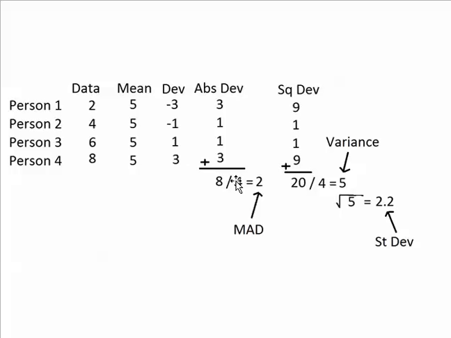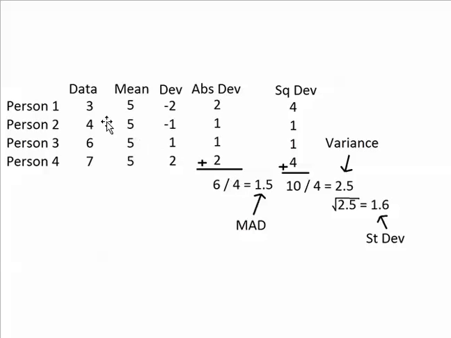Well, back when this number was a 3, this lowest number right here was only 2 away from the mean. It was only 2 below the mean of 5. So it had an absolute deviation of 2. And this highest number of 7 was also 2 away from the mean of 5. So it also had an absolute deviation of 2.